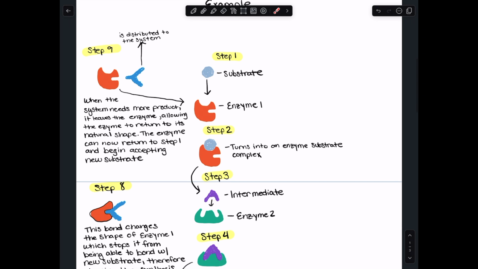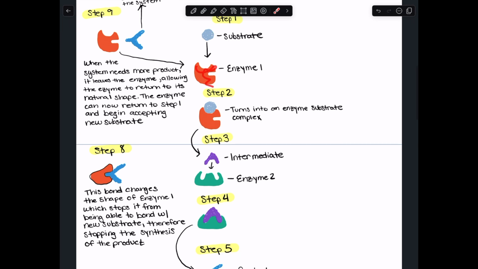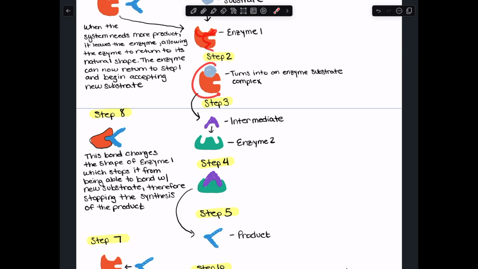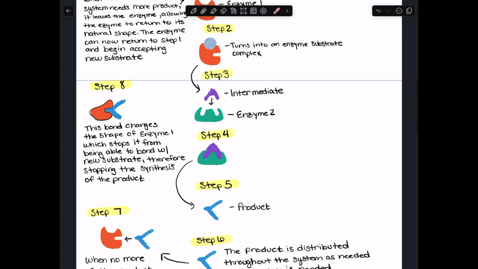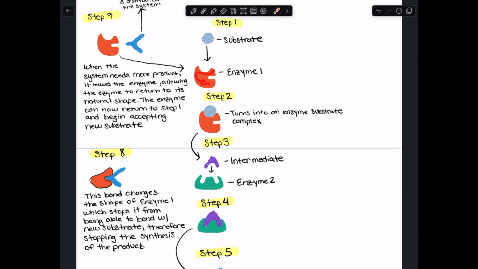So we're going to start here at step 1. We have our generic substrate. This is the beginning of our metabolic pathway. In step 1, our substrate bonds with our first enzyme here. When they bond, they create this enzyme substrate complex. And in this complex, a series of chemical reactions occur, and the enzyme spits out this molecule here. I've named it intermediate. Now, like we just said, enzymes are not consumed in a reaction, so our enzyme 1 is just going to hang out up here.